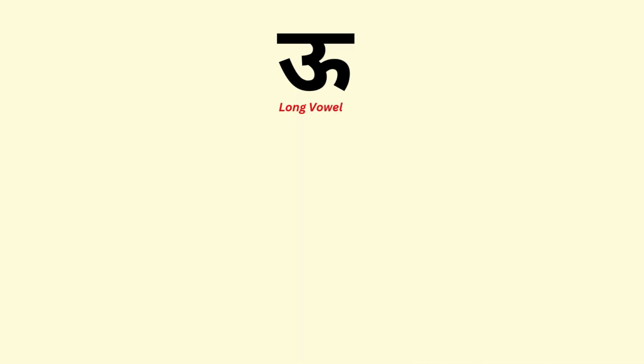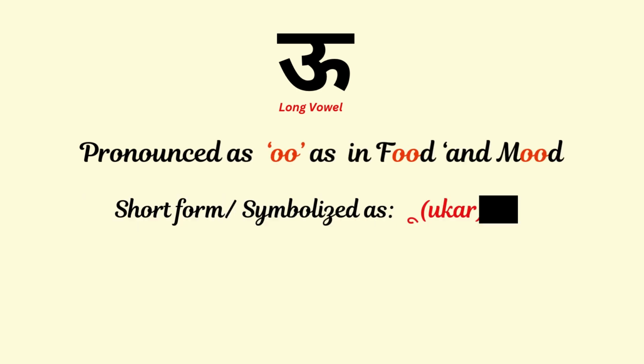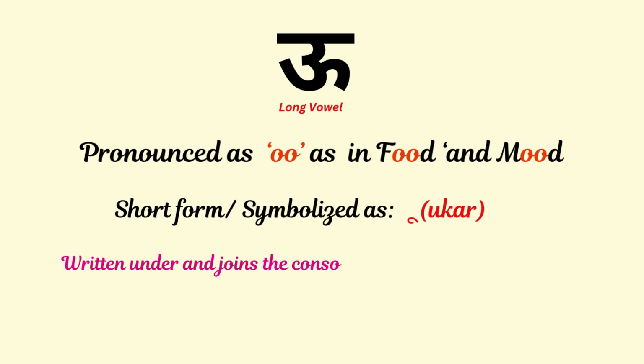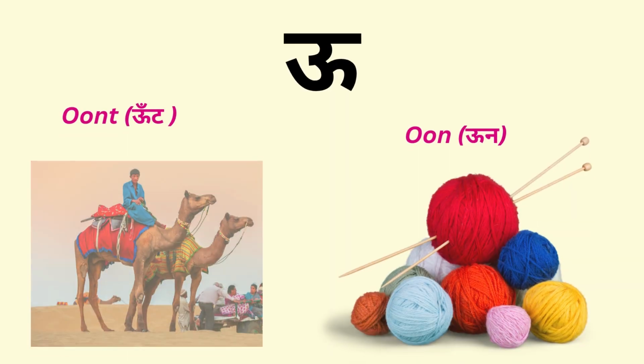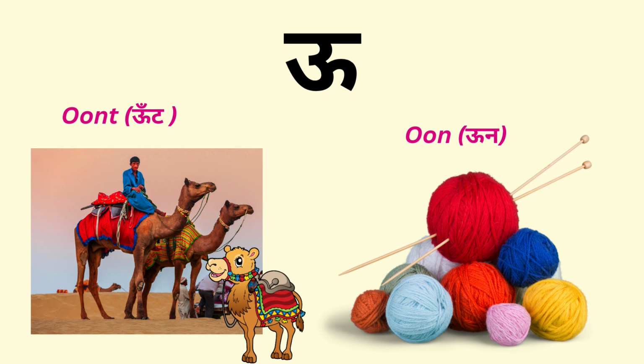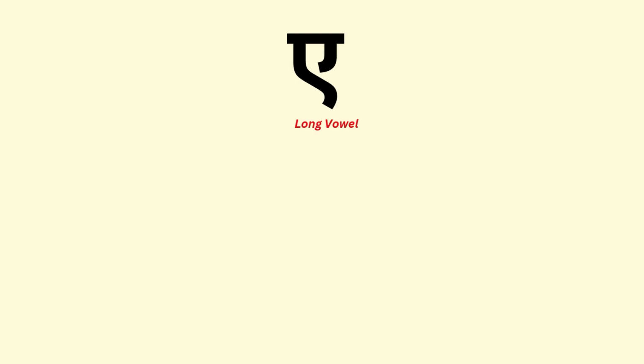Now we come to the swar Oo. Oo is pronounced as double O in the word food or mood. It's a long vowel and is represented by this symbol, which is written below and joined to the consonant whose sound it affects. For example, koo or moo.